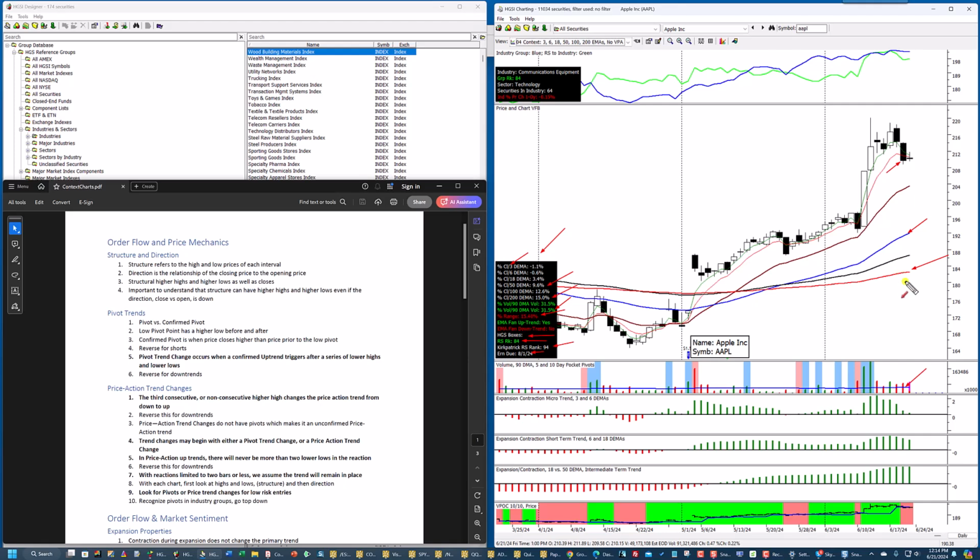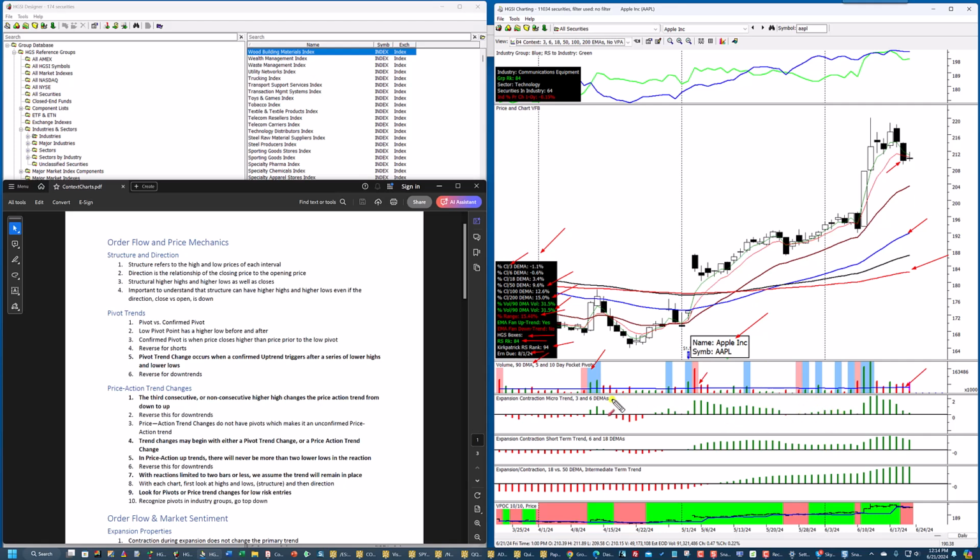Now, going down here, you can see I have the name and the symbol in here. This is the volume, 90-day moving average, 5 and 10-day pocket pivots. So the blue pocket pivots are positive, of course, and the red, or the rose, are negative. And I'll explain that as I go along.